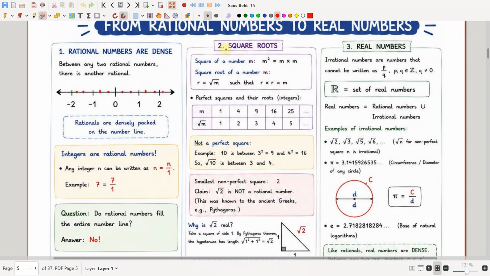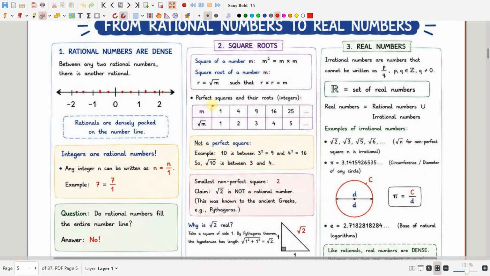Okay, and see, square roots and square of a number. What we call a square of a number: the square of a number m is called m square, which is m into m. Okay, a square root of a number m is denoted by r, which is equal to root of m. Okay, root of m means r into r will be the m value.